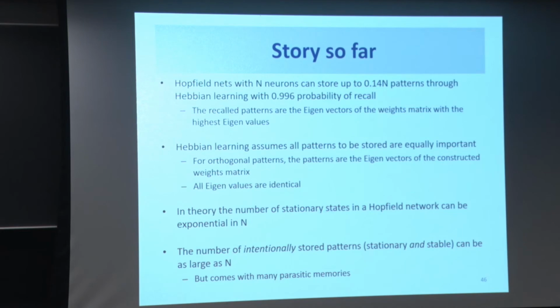We'll pick it up, but a quick summary of everything we've covered so far. Hopfield nets with n neurons can store up to 0.14 n patterns through Hebbian learning with a 99.6% probability of recall. And Hebbian learning assumes all patterns are equally important. For orthogonal patterns, these are the eigenvectors of the constructed weights matrix where all eigenvalues are identical. This is what Hebbian learning gives you. And in theory, the number of stationary states can be exponential in n. The number of intentionally stored patterns, stationary and stable, can be as large as n, right? You get a bunch of unintentionally stored patterns, which comes with parasitic memory.